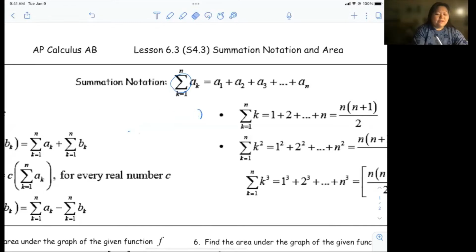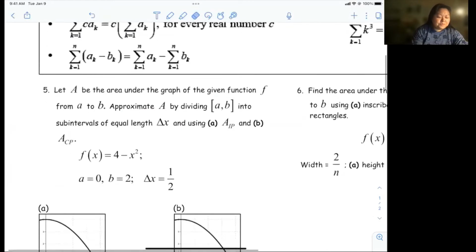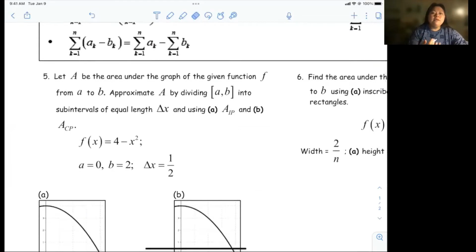We're going to ignore that for now. I know this is kind of weird, but let's look at what it's trying to say. Ignore the 5 and 6. This notice was revamped, so the numbers got a little bit mixed up. So this is number 1. It says let A be the area under the curve of the given function f from a to b. So a is 0, b is 2. Approximate the area by dividing a, b into sub-intervals of equal length delta x and using AIP and ACP.